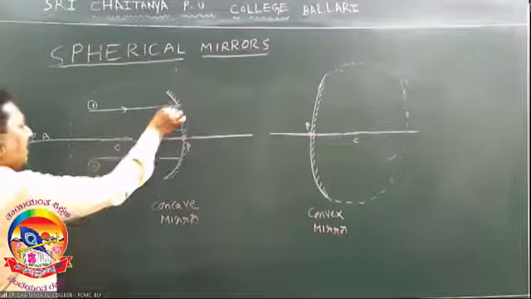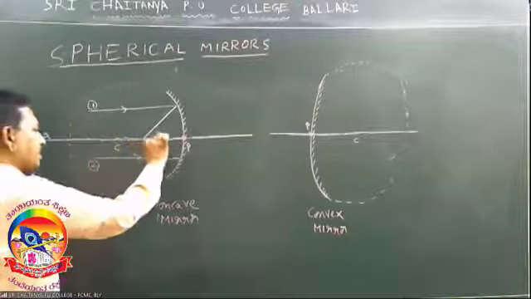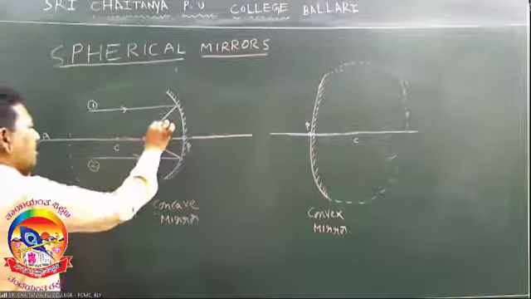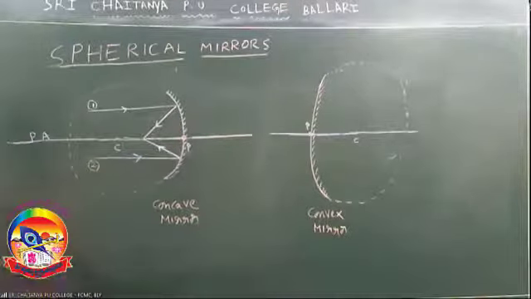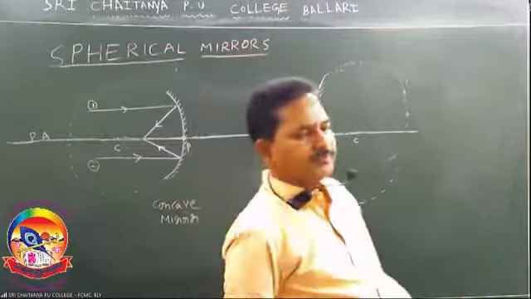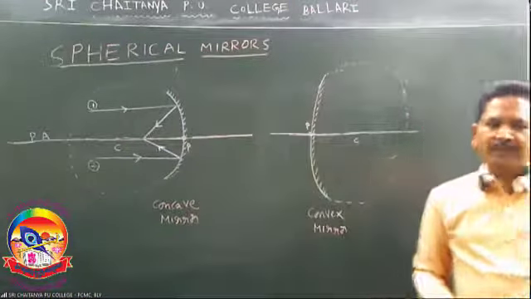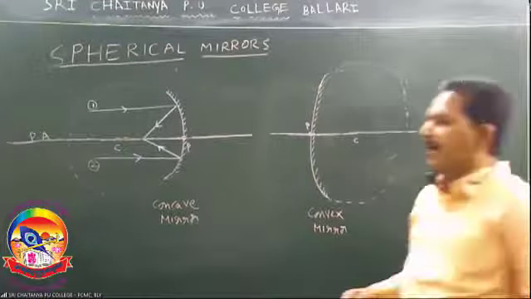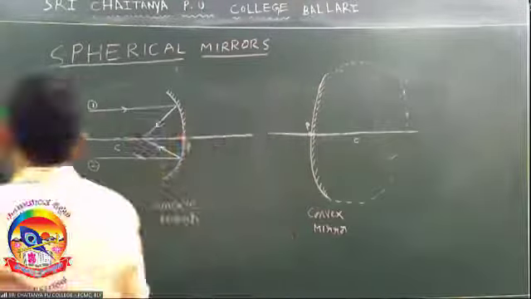After reflection, all these light rays pass through a fixed point on the principal axis. Not only these two, any paraxial rays parallel to the principal axis, after reflection, will pass through a fixed point on the principal axis. And that fixed point is called the principal focus.